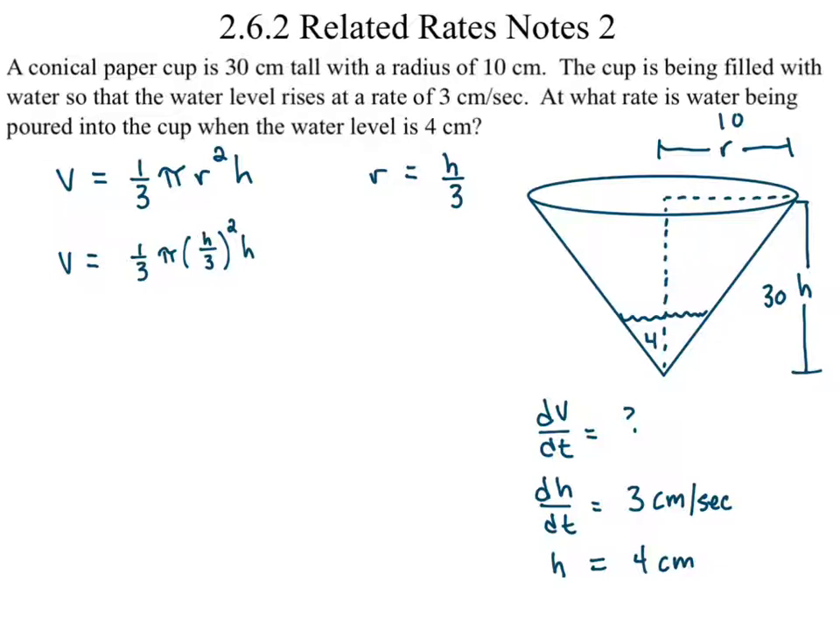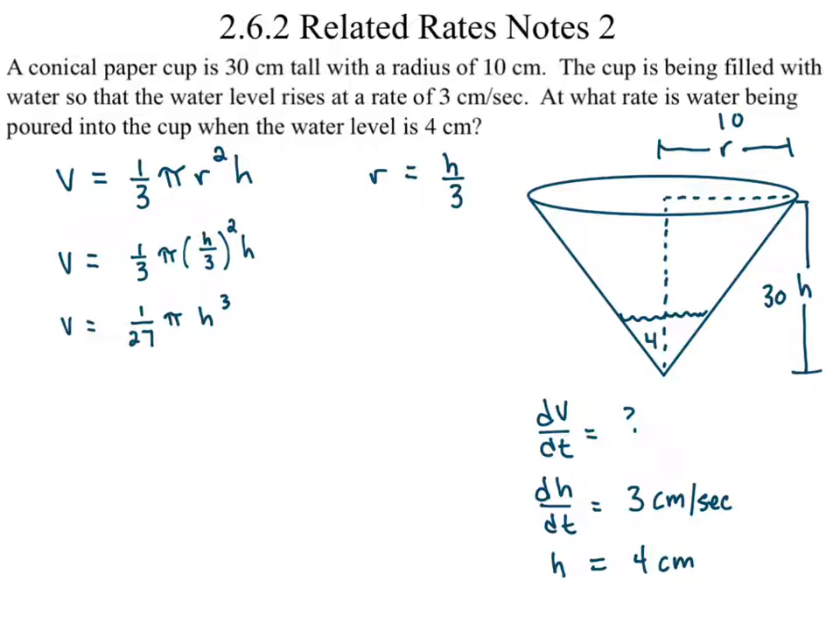So we're going to square the h over 3. The 3 being squared is 9, and then we already have a 3 right there. So we should get 1/27 pi and then h cubed. The reason it's h cubed is because we do have an h being squared and then we have another h right here. So those combined would be h cubed. So that's my main function.